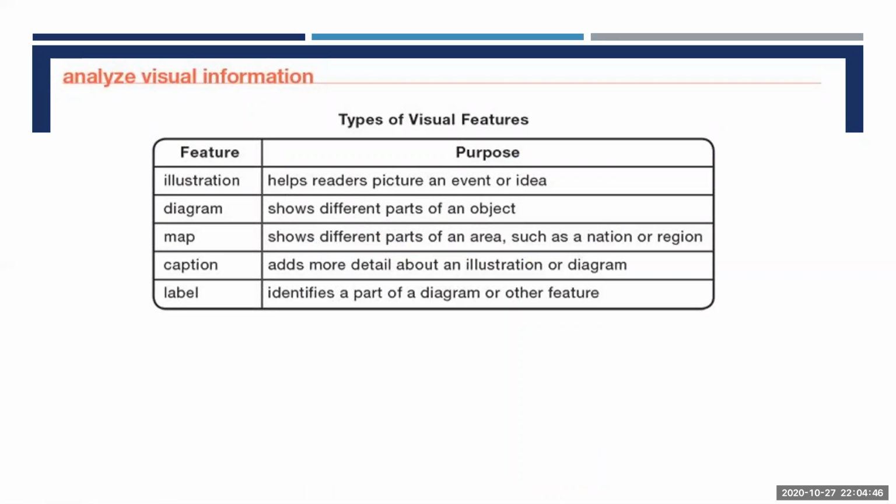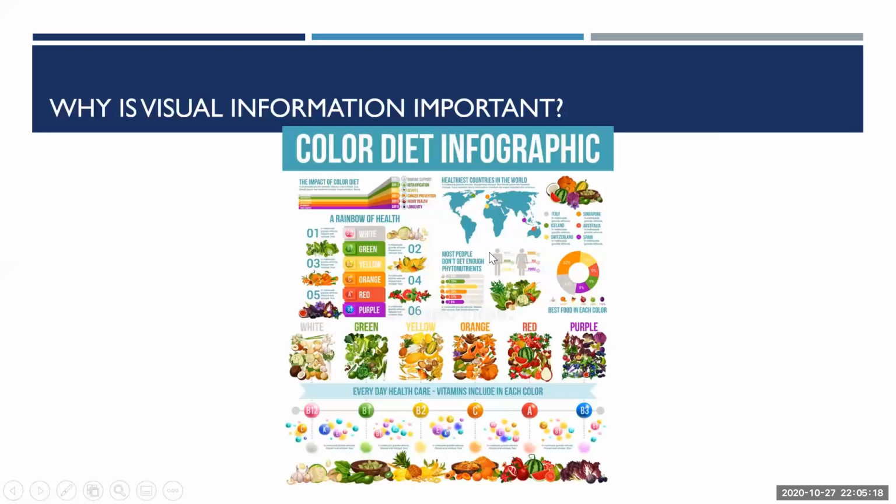So looking at visual information, this chart shows you the different types of visual features that you will see in a text to help you understand the text. You'll have an illustration, just like we saw on the previous slide, diagrams, maps. There's pretty much all of these features on this previous slide. There were captions to explain what each of the foods were and what the vitamins were and all that. There was a map.